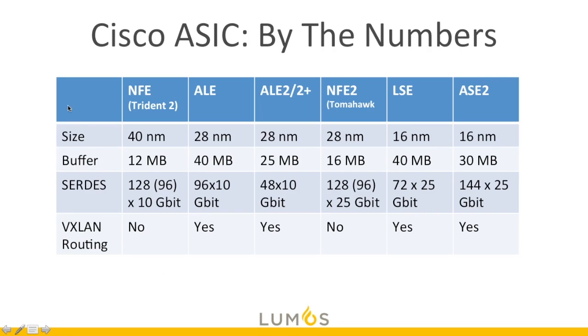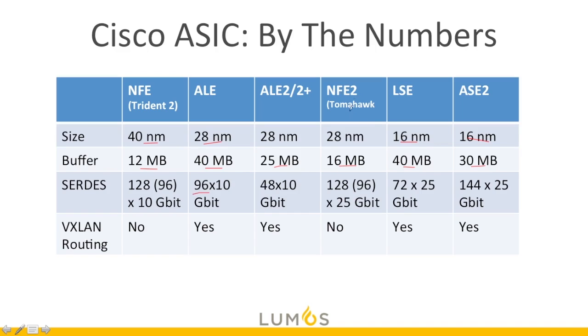So, another look at these, we have here a chart of the die sizes: 40 nanometers, 28 nanometers, and then 16 nanometers. The smaller the die size, the less power is consumed and the less heat is thrown off, so the smaller the better. The chart also shows the amount of buffer provided by each chip, the number of SerDes, serializer/deserializer interfaces, and what they run at. For example, the Cisco ALE is 96 ports of 10 gig SerDes, and then you can combine them. Just take 96 divided by 4 and you get the number of 40 gig ports.